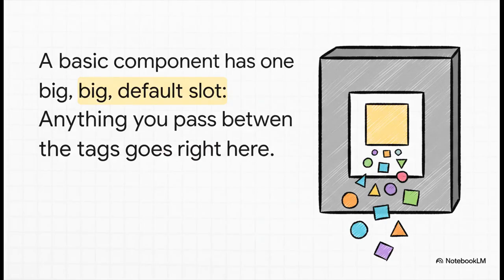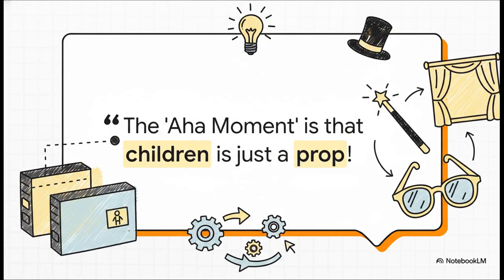So using our new analogy, a basic component is kind of like a slot machine that just has one big default slot. And that slot? That's the children prop. Literally anything you stick between a component's opening and closing tags gets rendered right inside that one slot. And here it is.